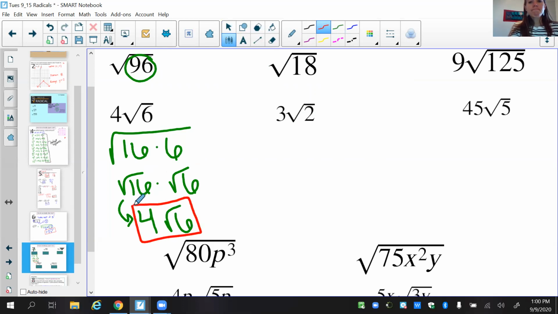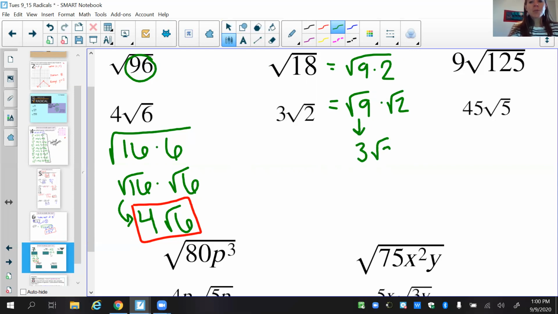Okay. All right, let's do another one. I have the square root of 18. So this can be written as, maybe you see this one more easily, 9 times 2. So I can split this up as the square root of 9 times the square root of 2. The square root of 9 is 3, and I'm left with the square root of 2. Done.